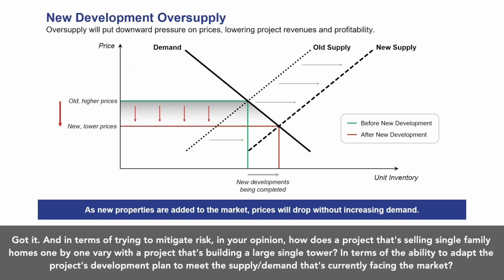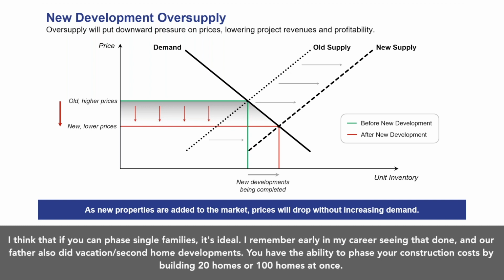that's selling single family homes one by one vary with a project that's building a large single tower, in terms of the ability to adapt the project's development plan to meet the supply and demand currently facing the market? I think that single families, if you can phase single families, it's ideal.